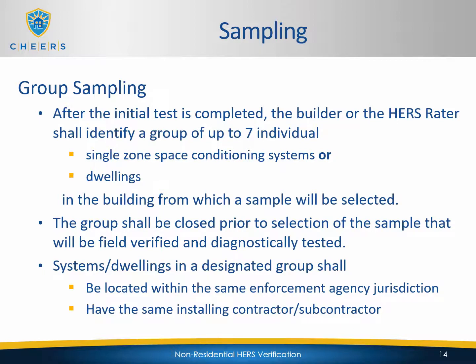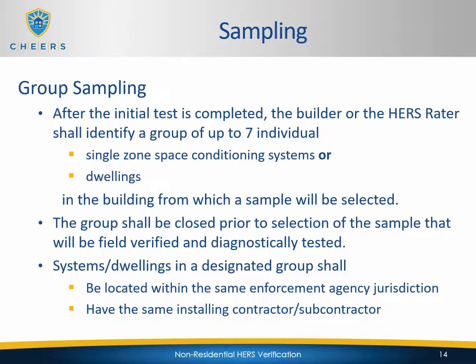Now, after that initial test is completed, the builder or the HERS rater will identify a group of up to 7 individual space conditioning systems or dwellings. And these will all come from the same building from which the sample will be selected. So you can't take 2 buildings. It might have 2 buildings in the same project, but sampling has to stay within that building.